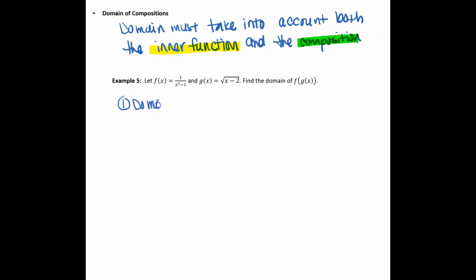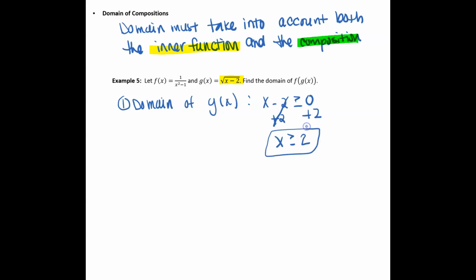1, let's look at the domain of g of x, that inner function or that plug-in function. And you can see that looking at the domain of g of x, we've got a radical. What we know about radicals is that under that square root, it's never going to be negative. Or more specifically, x minus 2 has to be greater than or equal to 0, because if we have a negative, that gives us an imaginary number, and that's not something we can work with in the real plane. And so I'm going to add 2 to both sides. That gives me x is greater than or equal to 2. And so first, that's my domain of g of x.